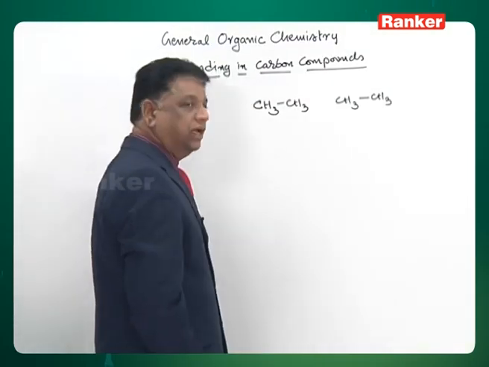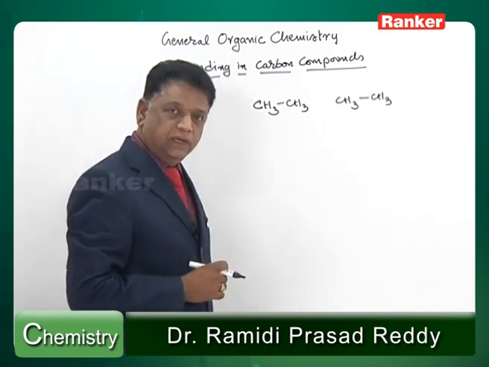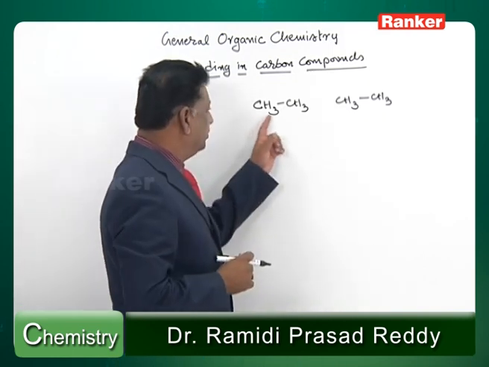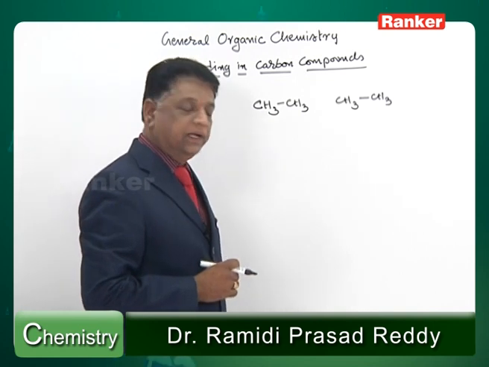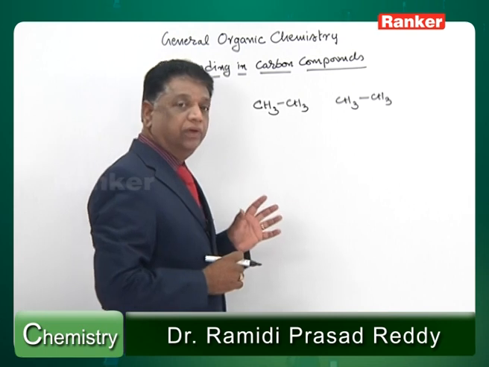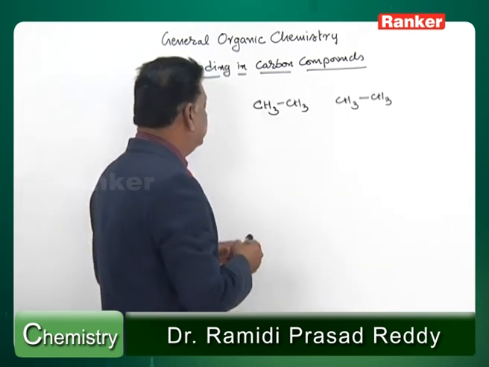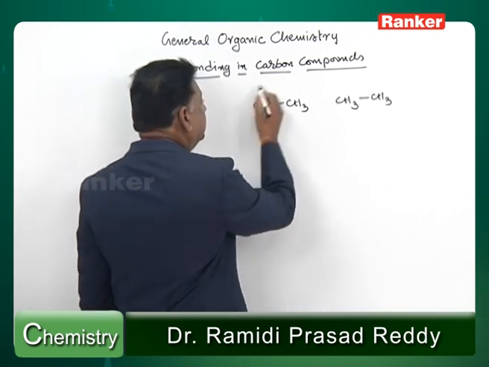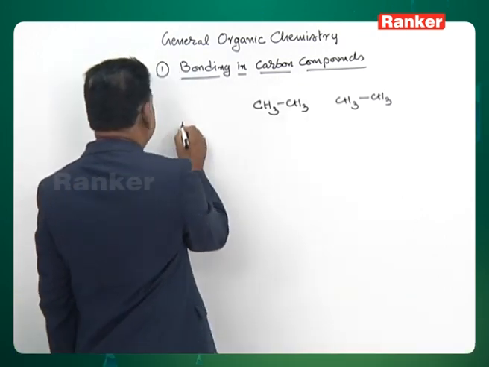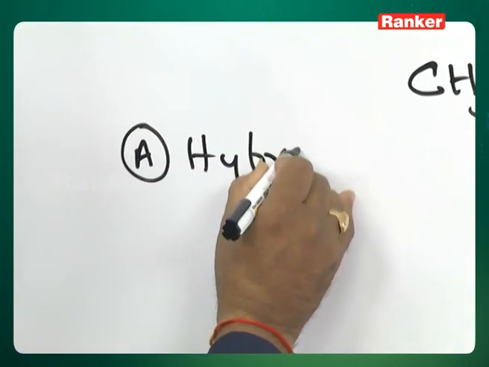So, we have to take up two issues here. One is how this ethane molecule is constructed, what types of bonds are there between carbon and hydrogen, and carbon with carbon, and what type of electrons are used to make these bonds. This comes under the hybridization topic. So, therefore, subtopic A is called hybridization.